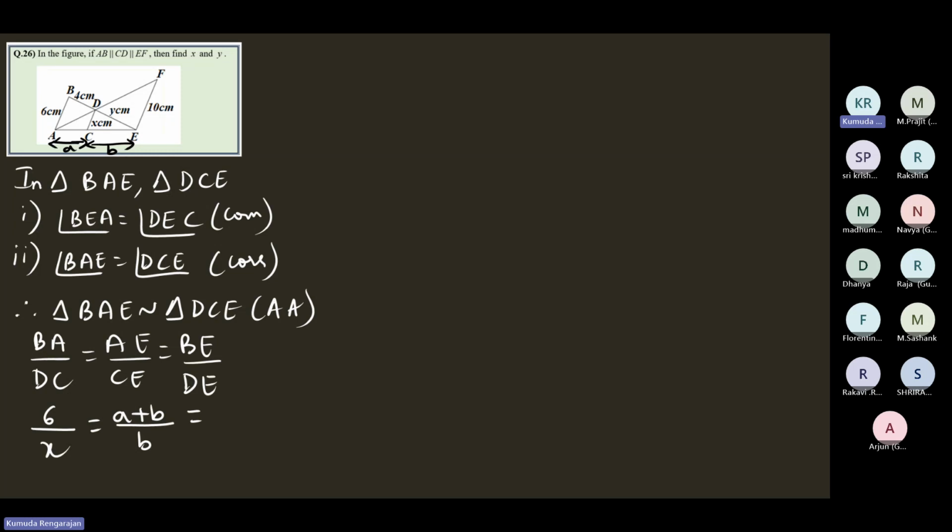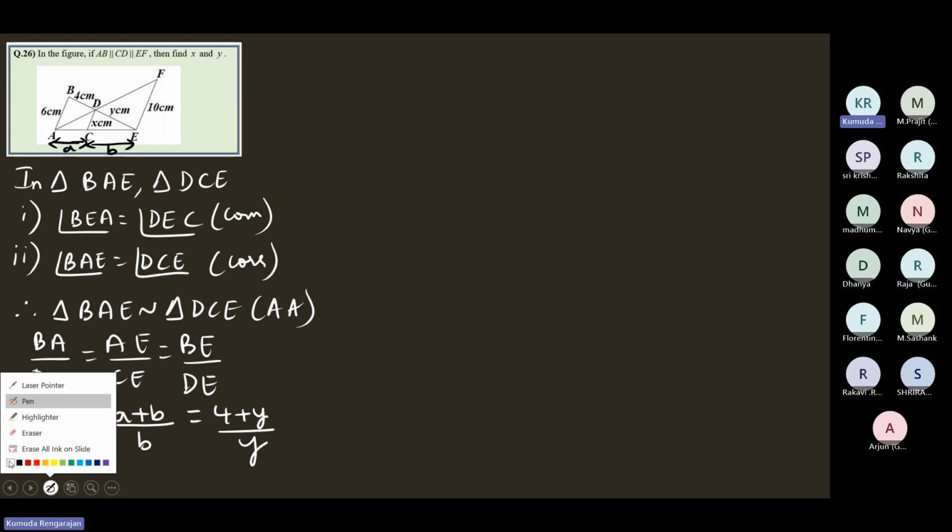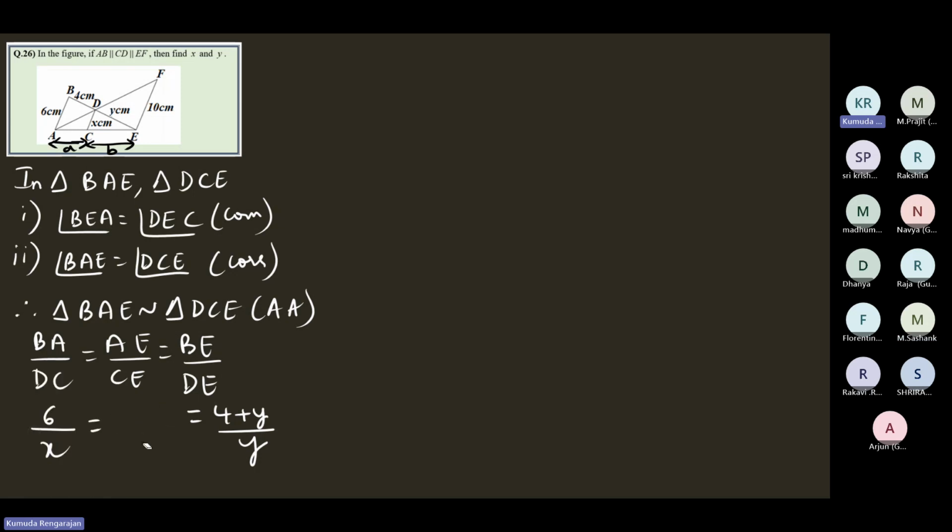BE, how much is BE? 4 plus y. And how much is DE? Y. So I think we can ignore this side then, because mostly two ratios are enough. So we'll take up the third one if needed. I'll come back to this. We'll not unnecessarily take up this ratio.